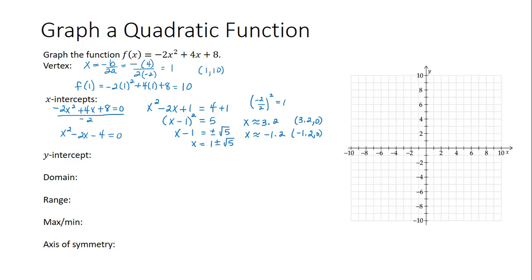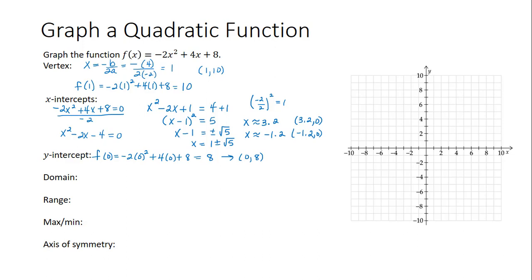The y-intercept is obtained by replacing x with 0, so f of 0 is negative 2 times 0 squared plus 4 times 0 plus 8, which is simply 8. So that y-intercept is (0, 8).